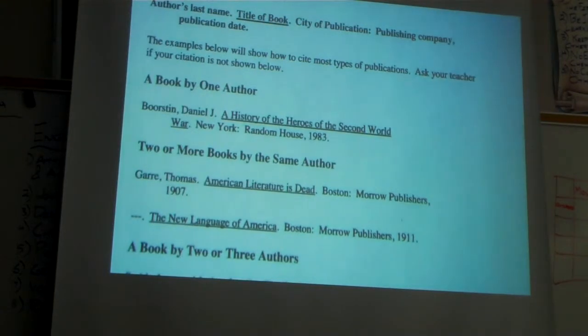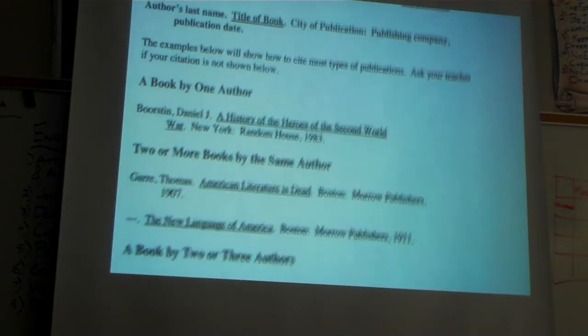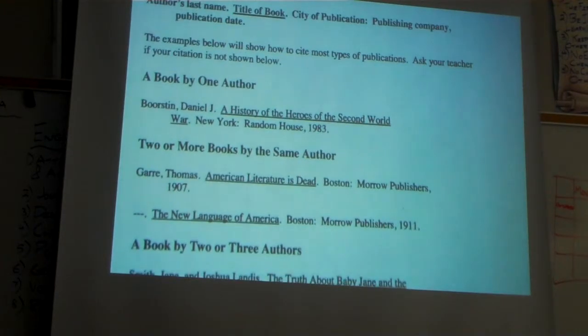Then, immediately after that, you've got the title of the book. Now, I know this is a book because it is underlined. Remember, anytime you've got a book, it is going to be underlined or italicized. Those two things mean exactly the same thing. So if you happen to see something underlined, you know that it is a title of a major work. Same deal for italics. If it's in italics, it is the title of a larger work.